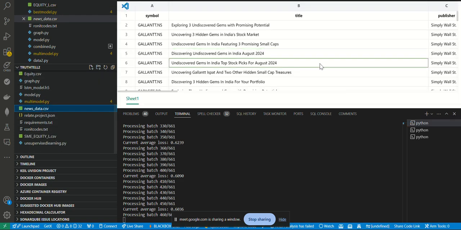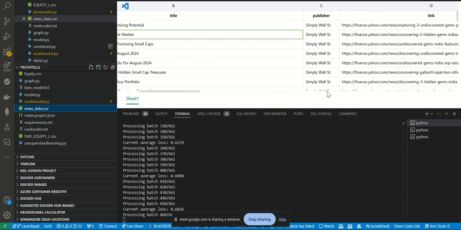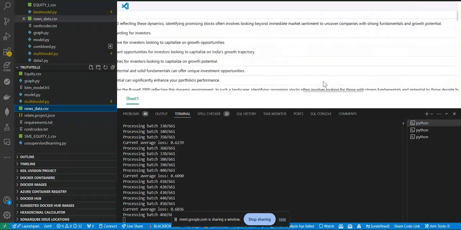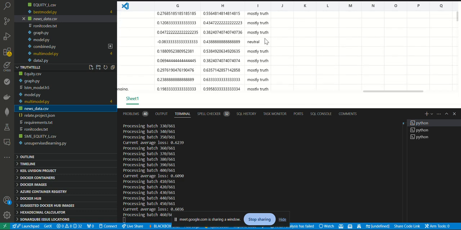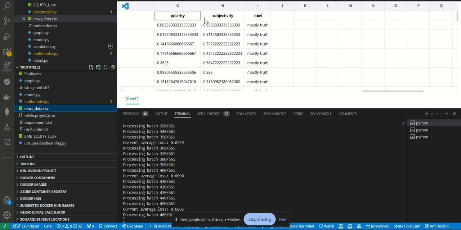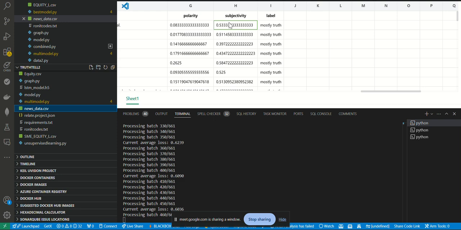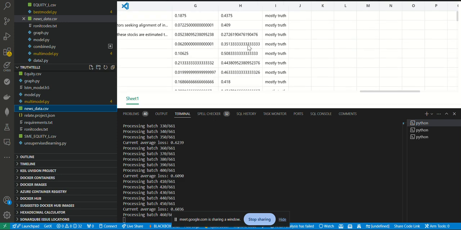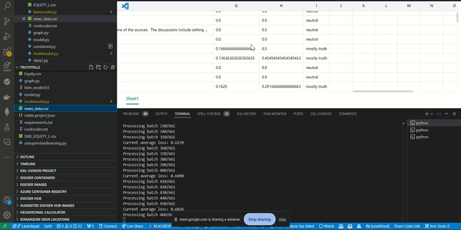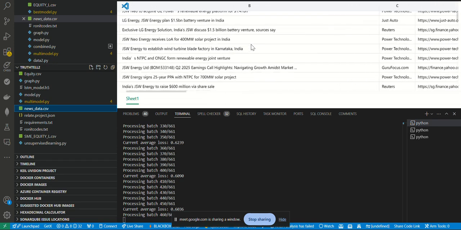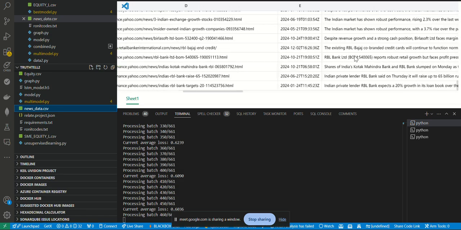This was the newsdata.csv where all the news of the stock market data was compiled, and we were able to label it as mostly true, false, neutral, and so on. We were also able to identify the polarity and subjectivity of the news using modern NLP techniques, and obviously the BERT model, NLTK, and others. This was on the dataset of stock market news, and we were able to process around 4,000 to 6,000 plus entries of this data.